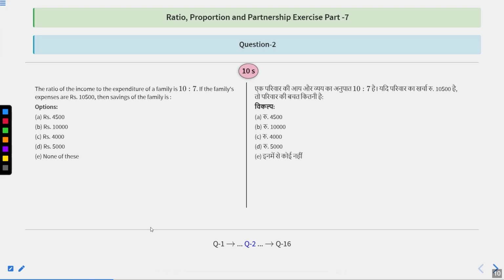Next one. The ratio of income to the expenditure of a family is 10:7. If the family expenses are rupees 10,500, then the saving of the family is. You have 5 options and 10 seconds to solve this question. Your time starts now. Now time's up. Let's see the solution.